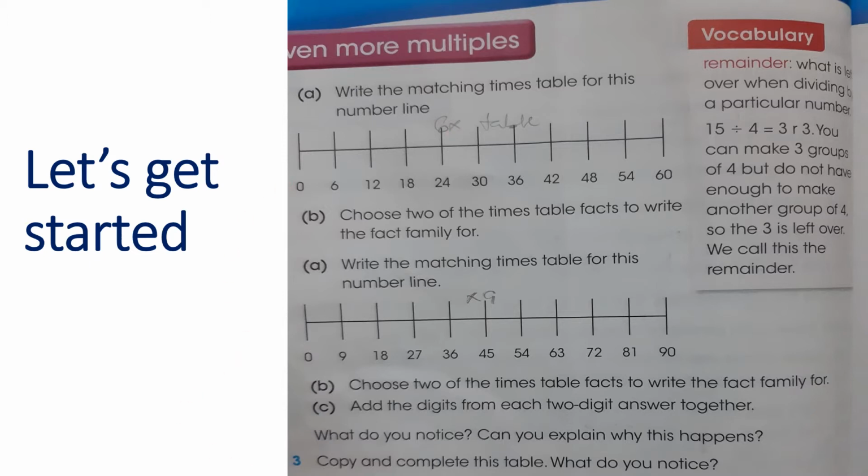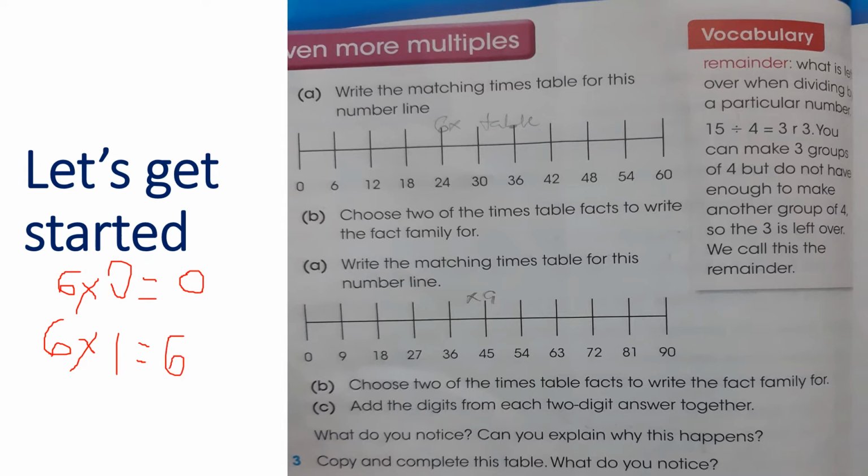So let me show you an example of what you need to do. For example, this is 0. What are you going to write for this? You're going to write 6 multiplied by 0 equals 0. That's one. Then the next one is 6. It will be 6 multiplied by 1 equals 6. The next one is 12.